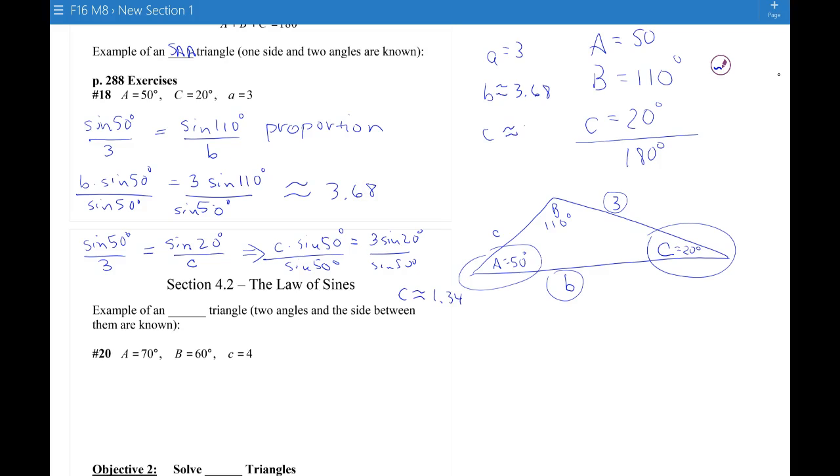1.34. So 1.34. And now take a moment and look at the triangle and see if this seems reasonable. So it looks to me like my side length B is longer than side length A. So that seems reasonable. And it looks like side length C is smaller than all of the other side lengths because that angle C is smaller. So this seems reasonable. So at least make sure it seems like it's in the ballpark and that you don't have some crazy numbers.